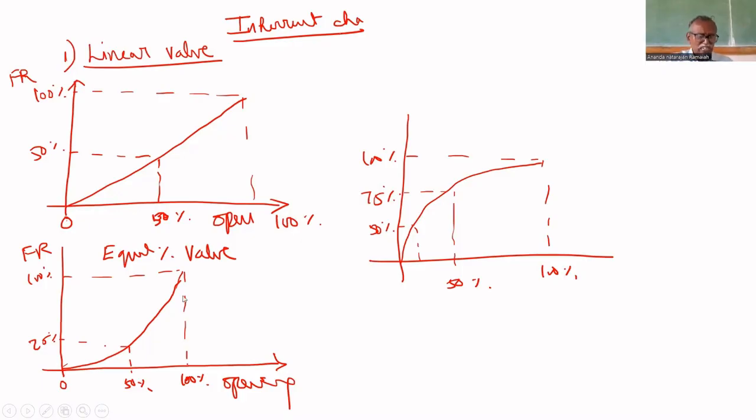If at 50% opening the flow rate increases only up to around 25%, this is a typical value, not exact. If it is less than 50%, it is an equal percentage valve. If the flow rate at 50% open is above 50%, it is a quick opening valve. So there are three types of valves: quick opening, equal percentage, and linear.